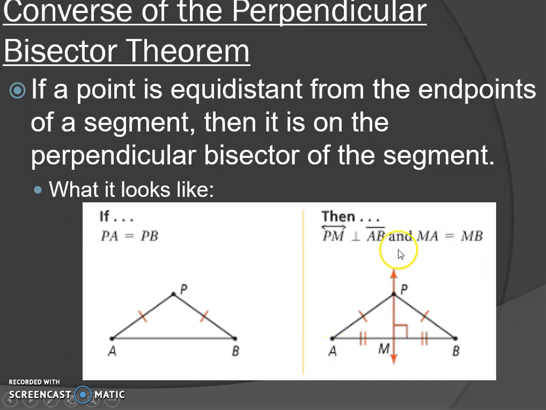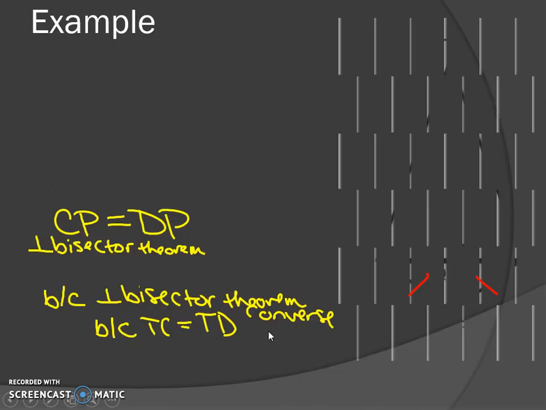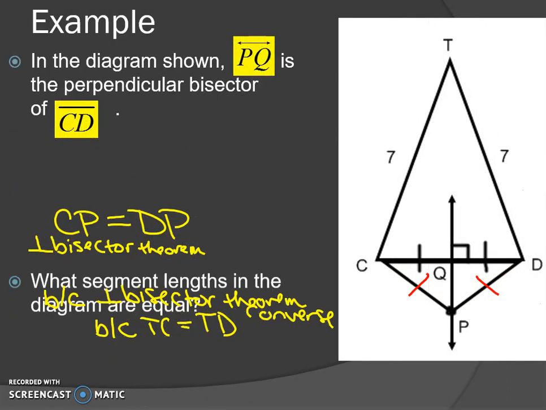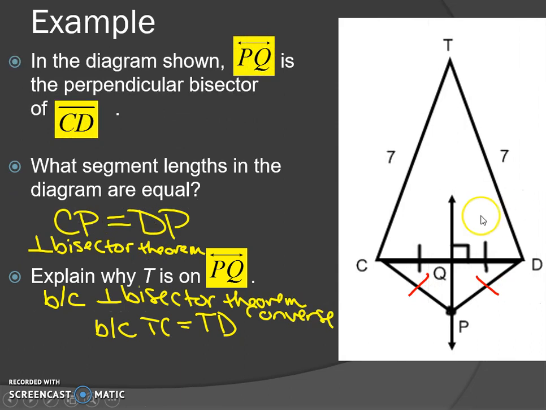And this red line is the perpendicular bisector line, and this P is equidistant from A and B. Okay? Alright, so let's look at the example here. In the diagram shown right here, line PQ is the perpendicular bisector of CD. What segment lengths in the diagram are equal?